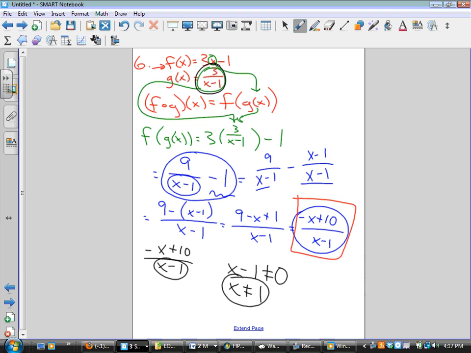And in fact, that's the domain here. x cannot be 1. x can be anything except 1. Notice that that's the only thing we can plug into the function that's going to make us divide by 0. Then if we consider the input function, which was g, g has the same denominator as our result. Therefore, the domain will be the same. So the final answer for the composition is negative x plus 10 divided by x minus 1, and the domain is x cannot be 1.